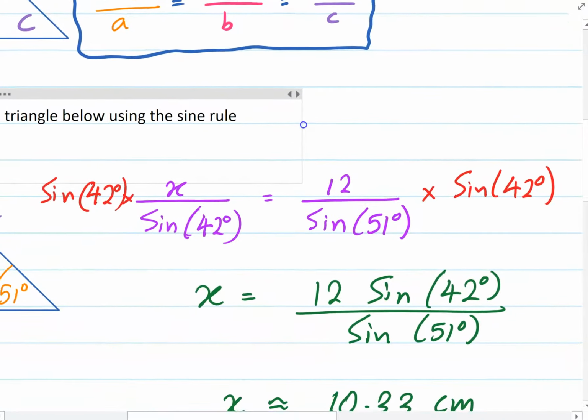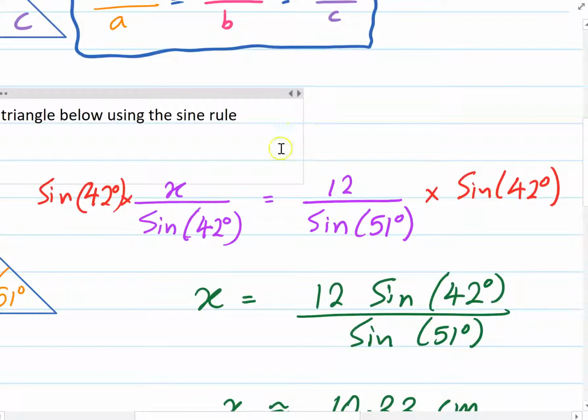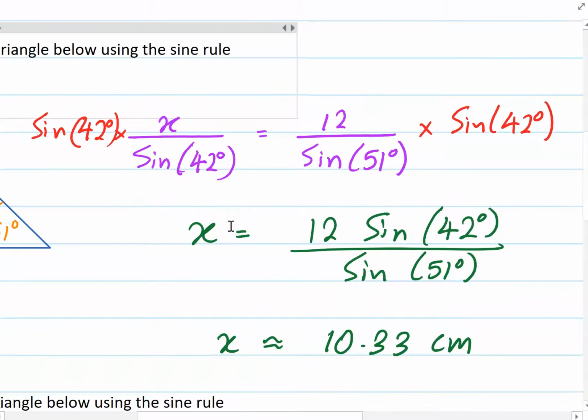Of course, in a question you will be asked this: the x can be calculated using, and then you will be given some expressions. You need to identify this one. The calculator would not give this. It will give you the answer 10.33 centimeters to the second decimal place when you round off. Therefore, make sure you understand this algebraic manipulation and simplification, so that you can find x in its exact form. This is the exact form, and this is the rounded form to the second decimal.